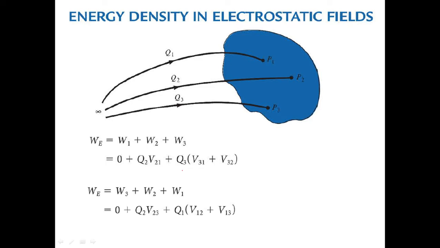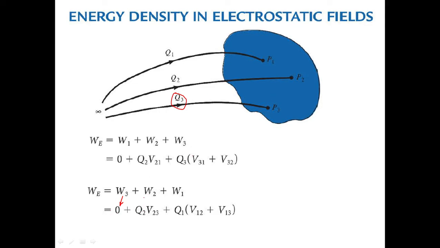Now again the same equation. Now suppose I interchange the order and get Q3 first instead of Q1. If I get Q3 first, the work done will be 0, right? I'm reversing the order here. First we brought Q1 first, Q2 second, and Q3 third. But in this equation, I'm interchanging the order. So first I'll get Q3, so there will be no charges, and the work done in getting the charge Q3 will be 0.